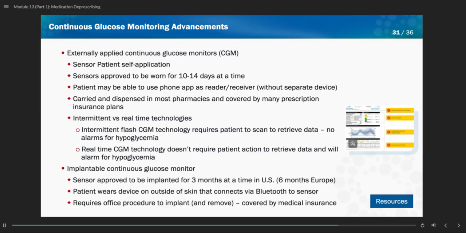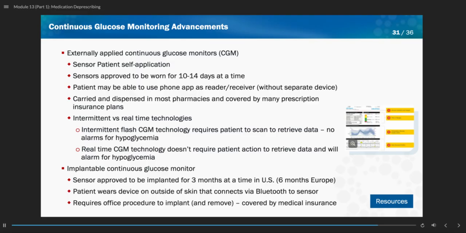The other option that's new and approved just a little over a year ago here in the US is an implantable glucose monitor. This is implanted during an office procedure in the clinic. Unlike the patients being able to self-apply the externally worn sensors, this does require an office visit for this procedure. This is currently approved in the US to be worn for 3 months at a time, and it is placed just under the skin. And there's another device that's worn on the outside of the skin that retrieves the glucose data via Bluetooth connection with the implanted monitoring device.